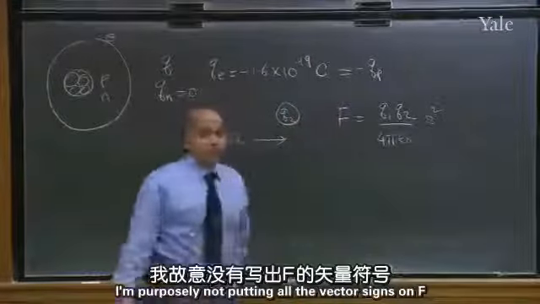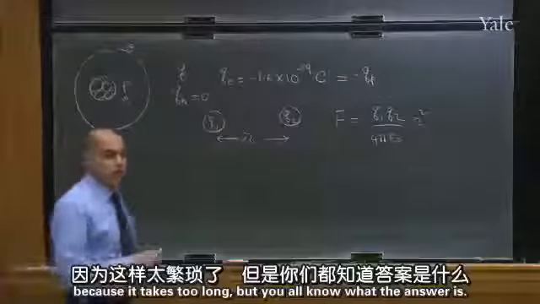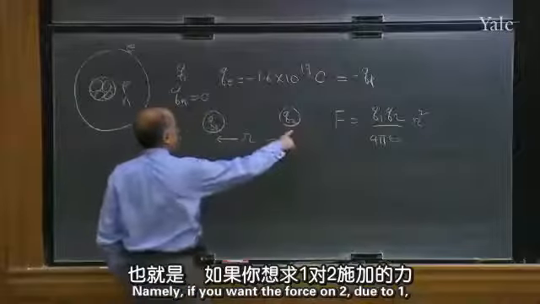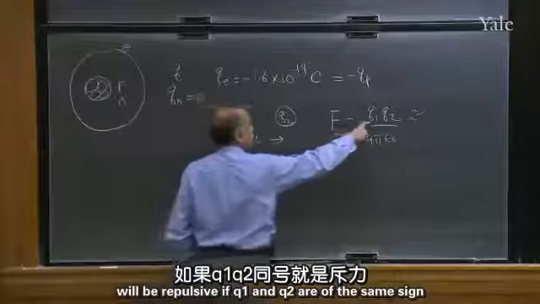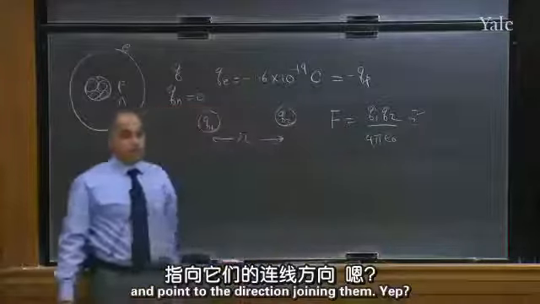I'm purposely not putting all the vector signs on F because it takes too long, but you all know what the answer is. Namely, if you want the force on 2 due to 1, it will be repulsive if Q1 and Q2 are of the same sign and point in the direction joining them.